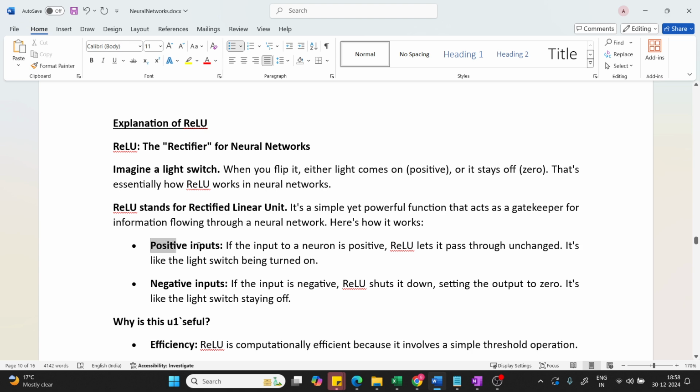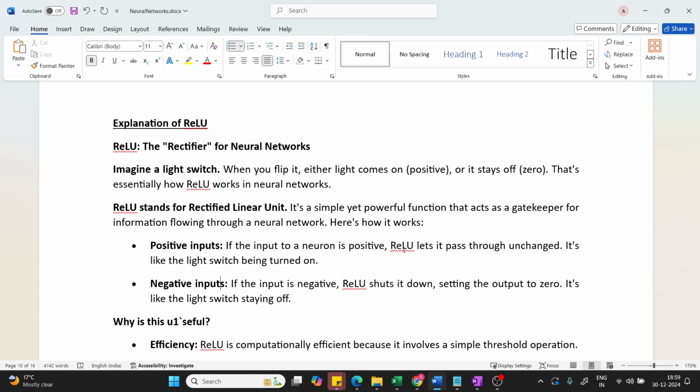It works on two kinds of inputs, positive inputs and negative inputs. If the input to a neuron is positive, ReLU lets it pass through unchanged. Suppose you are training your model, and under certain conditions you are sure that this is what you wanted and there is no need of any processing. Then you just let it go, you accept that input. That is known as a positive input. ReLU does the same thing. If the input to the ReLU activation function is positive, it will let it pass through. It's like the light switch being turned on.